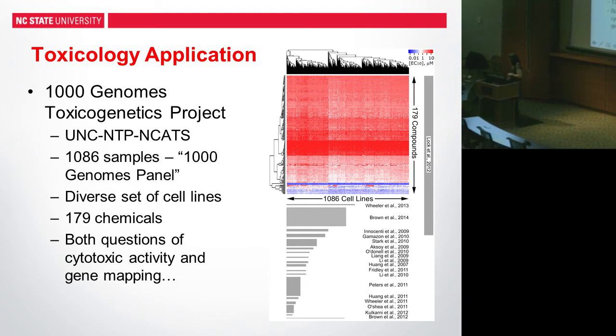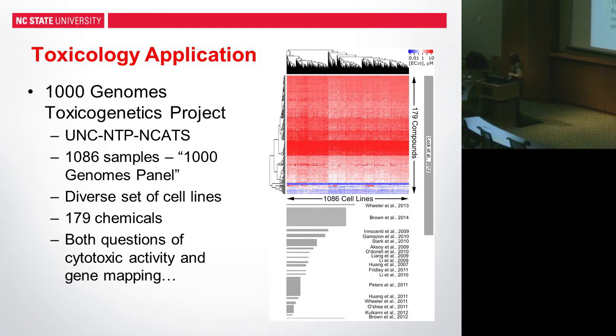We did this for 179 chemicals. And in this study, we were actually asking 2 questions. First, for these 179, we were asking the question, is this chemical cytotoxic? And there were some that were not cytotoxic to the LCL. And then if they were cytotoxic, can we map genetic predictors of differential cytotoxicity?